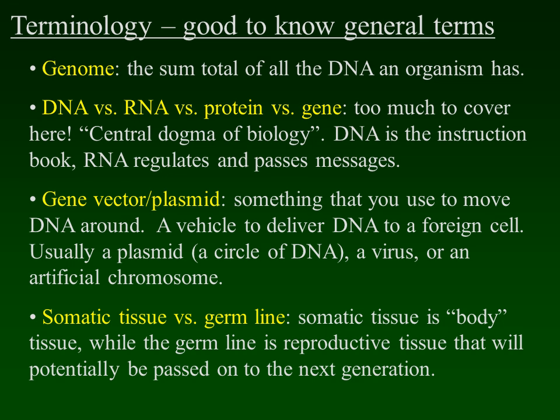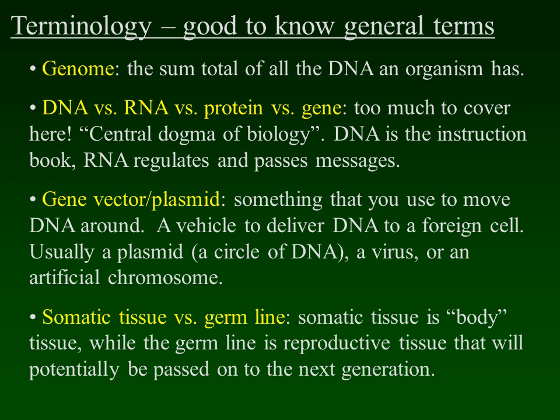To skip back to that first one, when we talk about genomes, they are just simply the sum total of all of the DNA that an organism has. And then to skip down to the third one, a term that often comes up is gene vector and plasmid. A gene vector in the simplest form, you can just think of it as something that we use to move DNA around, a vehicle to deliver DNA, typically to a foreign cell. And when we say plasmid, a plasmid is simply a small circular bit of DNA.